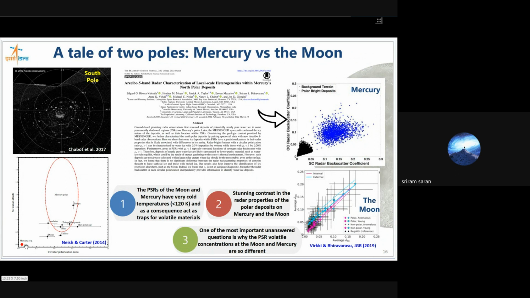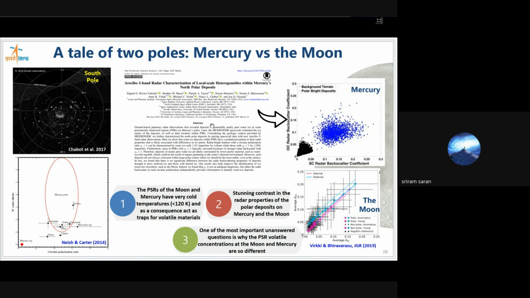So the red dot on the bottom is the average CPR value of the Mercury surface, whereas the Mercury poles, as you can see, have very high SC albedos, giving rise to CPR values of above 1, and they almost compare with the icy Galilean satellites as well as Europa, which has the highest enhancements from radar observations.